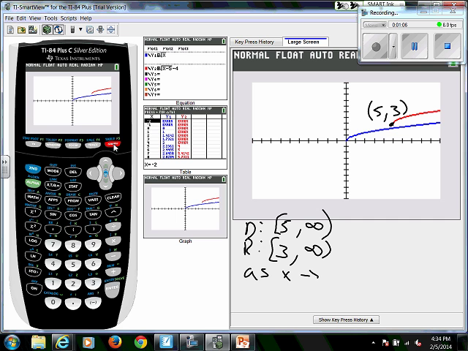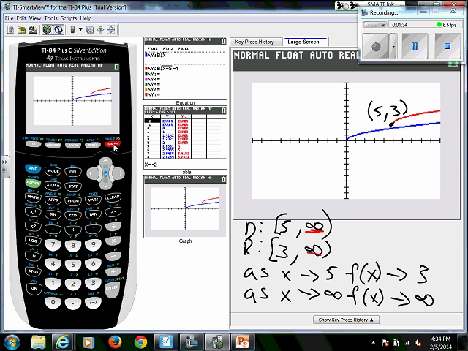Now let's do my end behavior. As x approaches my leftmost point, that's the ordered pair, I want this ordered pair to match up. As x approaches 5, f of x approaches 3. Now I'm going to use my other x value, which is infinity, and my other y value, which is infinity. So as x approaches infinity, f of x approaches infinity.